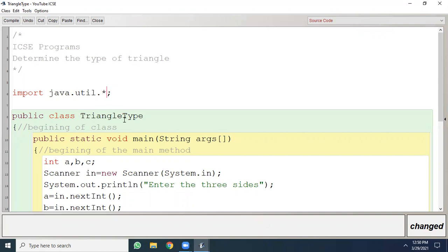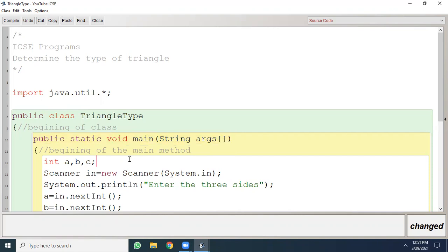public class TriangleType. TriangleType is the name of the class. We know that the name of the class should commence with a capital letter. This is a convention. Then starts the main function. This is the syntax of the main function. I have elaborated on the main function in other programs, so I am not explaining it separately here.